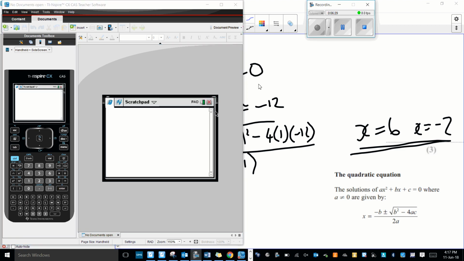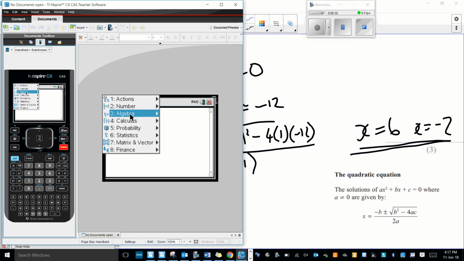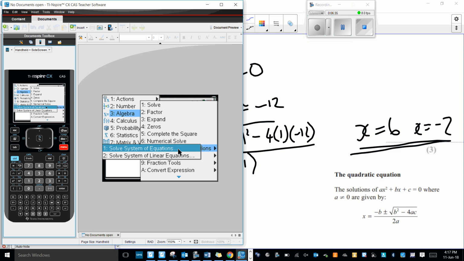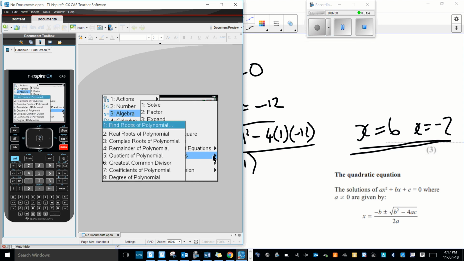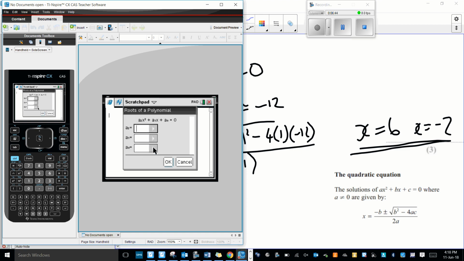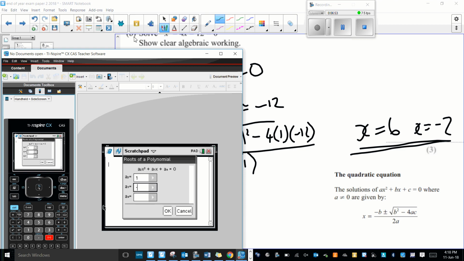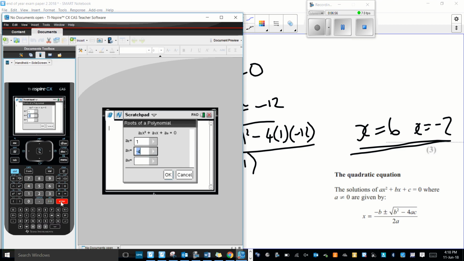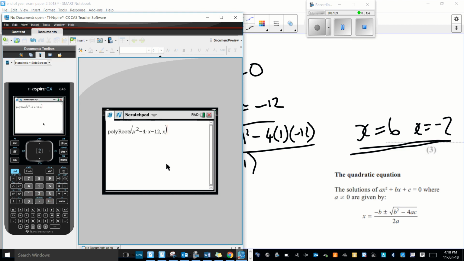Right, I found it, sorry. So, algebra, it's this one. It's the top one, I missed that. Degree of polynomial, so it's the power of 2, we want real roots. So our values were 1, -4, and -12. Enter, -12, okay, enter, -2 and 6, okay, so there we go, that's how you do it on the calc.